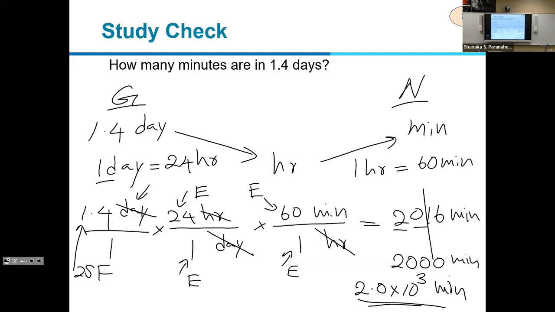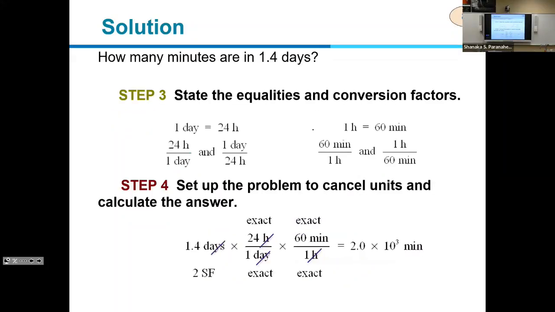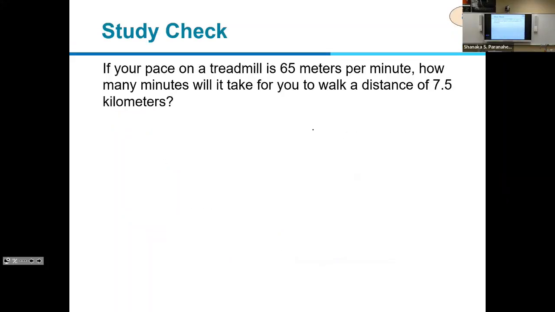Any questions? All my examples may have some tricky point like this because I want to cover all the topics that we learned. So in the exam, I'm not going to make it so difficult. But I would like to point out everything that we learned from the lecture. Yes, the answer is 2.0 times 10 to the power 3. So, another problem.